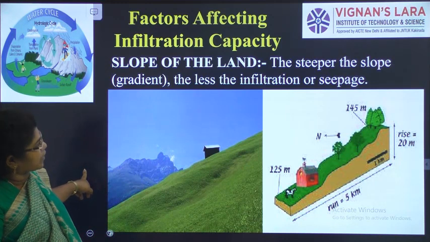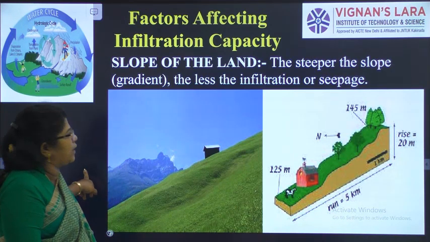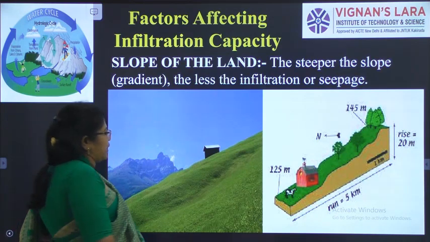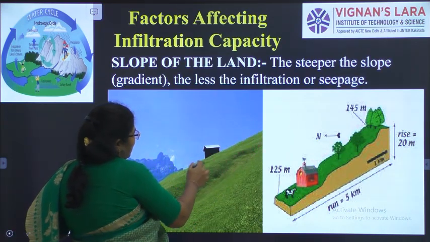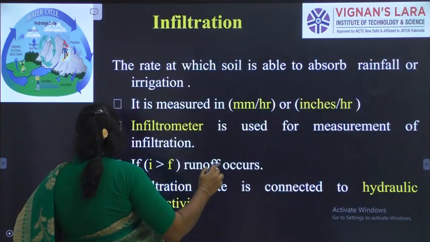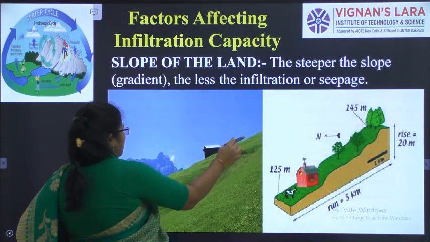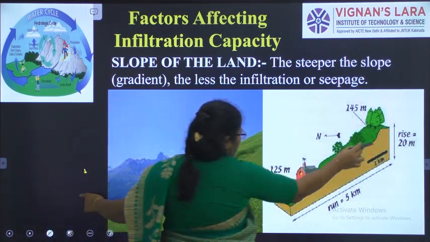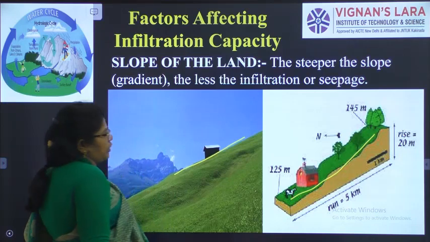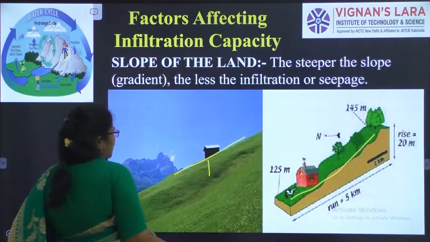The first one is the slope of the land. The steeper the slope, the infiltration will be less. Okay, so if the ground is steep, the rainfall, the water will go like this. The water will fall like this. It will easily fall like this, so the infiltration into the ground will be very minimum. That is what it is.